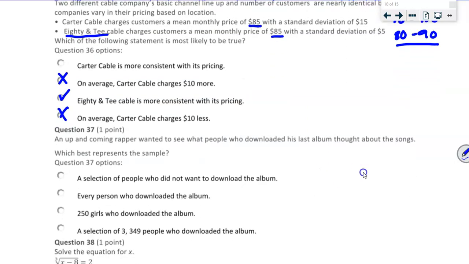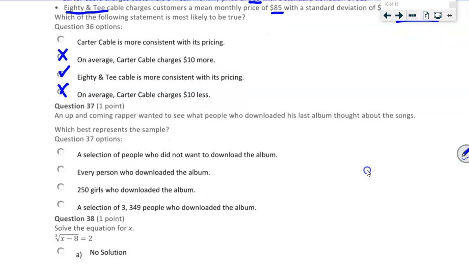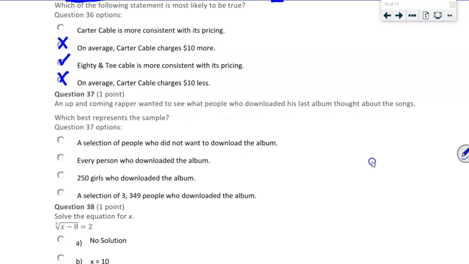Question 37 says, an up-and-coming rapper wanted to see what people who downloaded his last album thought about the songs. Which best represents the sample? So is it a selection of people who did not want to download the album? Every person who downloaded the album? 250 girls who downloaded the album? Or a selection of 3,339 people who downloaded the album?